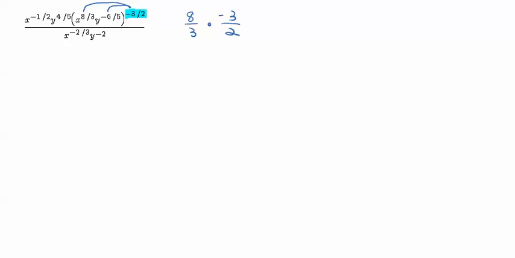Notice we've got the 3's diagonal from each other. 3 divided by 3 is 1. -3 divided by 3 is -1. We can also reduce the 8 and 2. 8 divided by 2 is 4. 2 divided by 2 is 1. So when I multiply across, 4 times -1 is -4, over 1 times 1 is 1, or just -4 on the x.